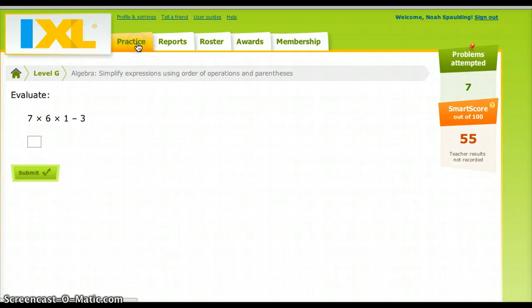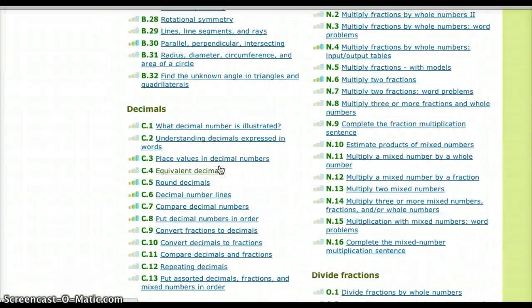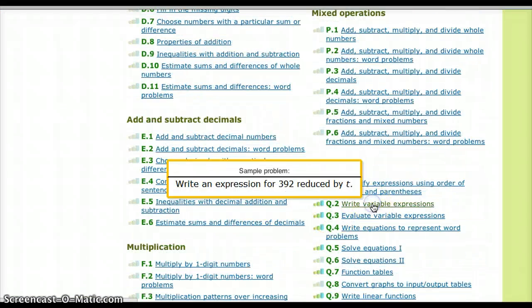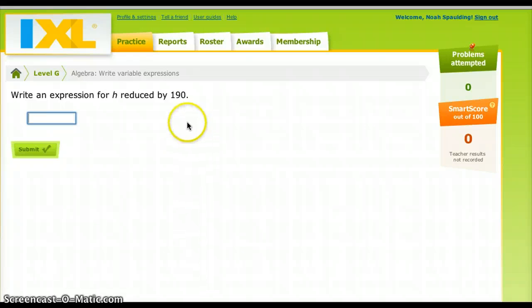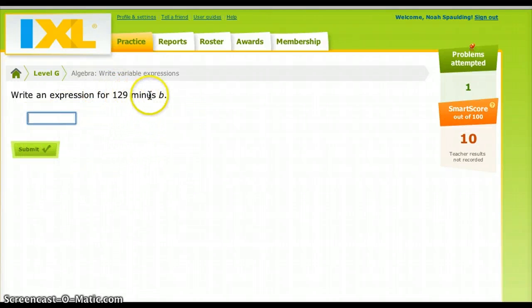Okay, let's go ahead to the next skill, which is Q2. Okay, so we'll go down to Q2. Write an expression for H reduced by 190. So H reduced by 190. We're starting with the H. So H reduced means subtract by 190. So H minus 190. Okay, here write an expression for 129 minus B. So 129 and then minus B.